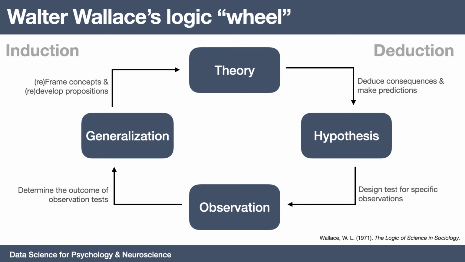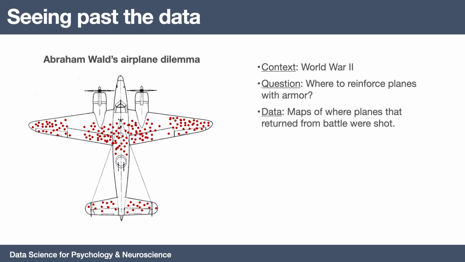Now, sometimes, maybe even a lot of times, you need to be able to see past the data as well. And this is where data science goes from a science to an art. Let's think about this from a classic example. Abraham Wald was a statistician in World War II. He was instrumental in developing a lot of early theory in statistics and probability theory.